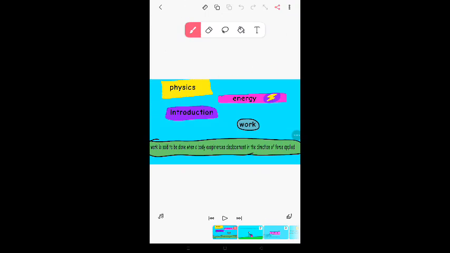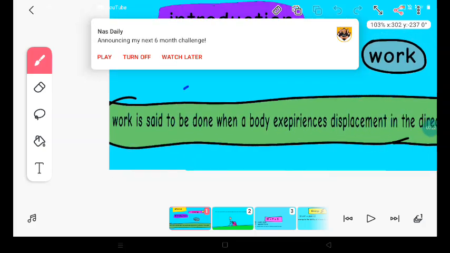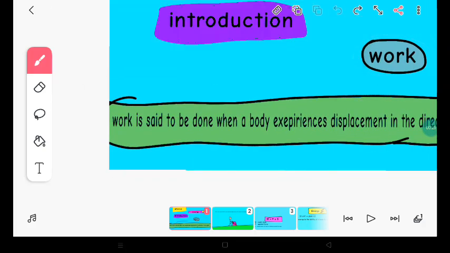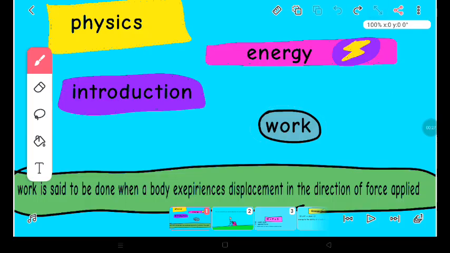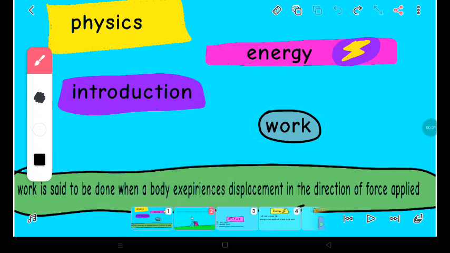Hope you're doing fine. Today we are gonna be learning physics, energy, introduction. So today we're gonna be learning what energy is in physics. First, let us get an introduction of work. Work is said to be done when a body experiences displacement in the direction of force applied.